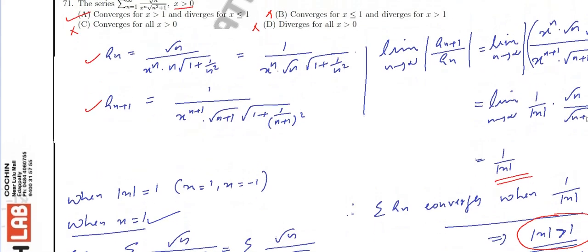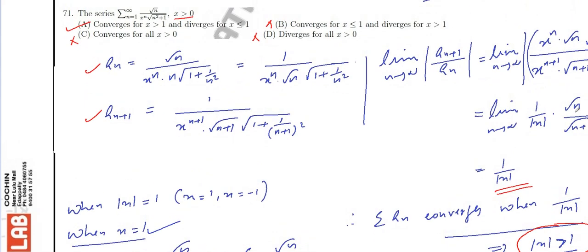Whenever you see x to the power n either in the numerator or in the denominator, go for absolute convergence and apply the ratio test. Then you will get a clear-cut idea. And in the ratio test, there is a possibility that equality comes. That means when something is equal to 1, the test fails. So that case has to be dealt with separately.